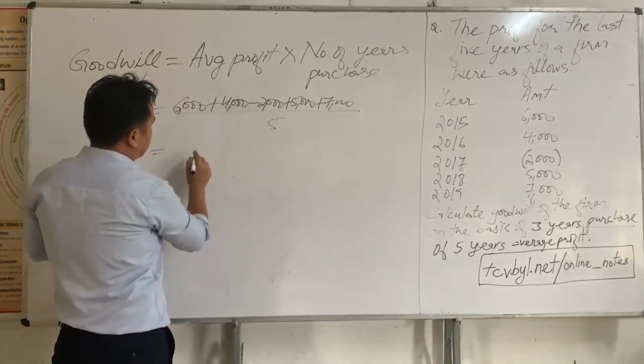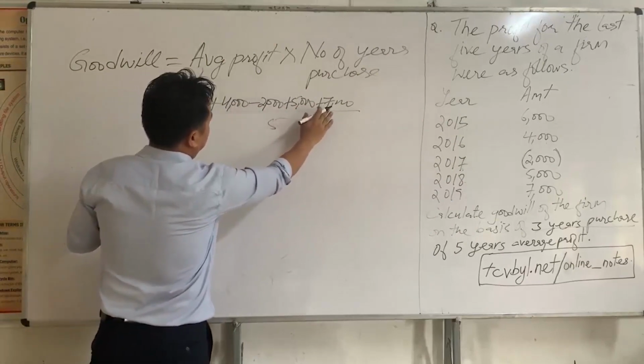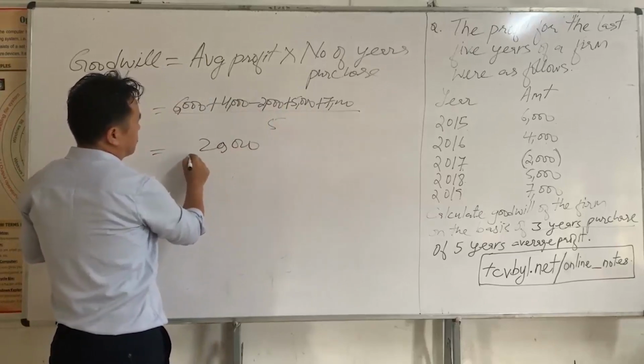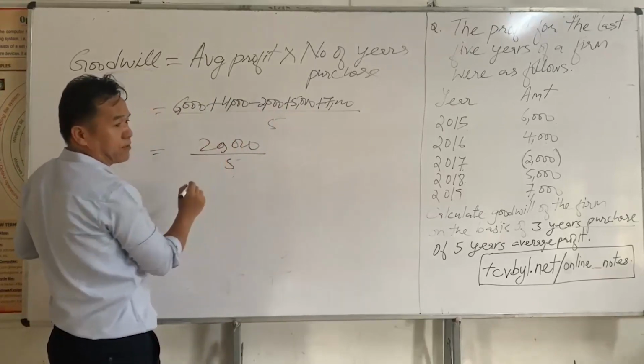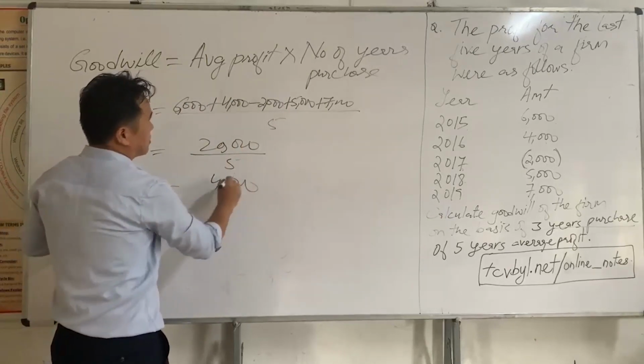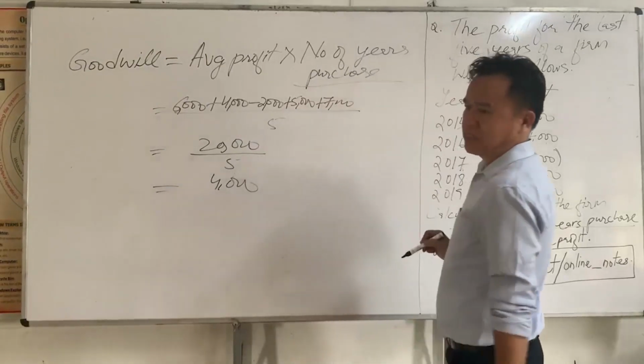So what is the total profit? 6,000 plus 4,000 plus 5,000 plus 7,000 minus 2,000 will get 20,000, and it should be divided by 5. So what is the average profit? 4,000. Now, what is number of years purchase?